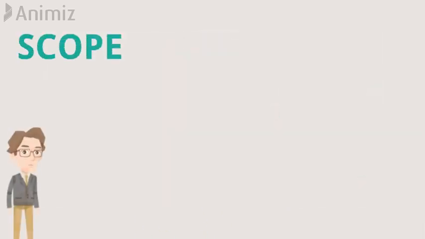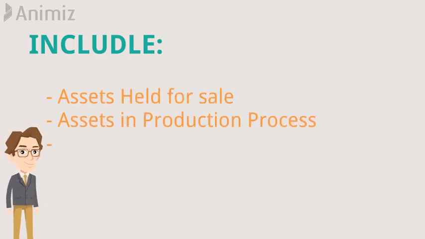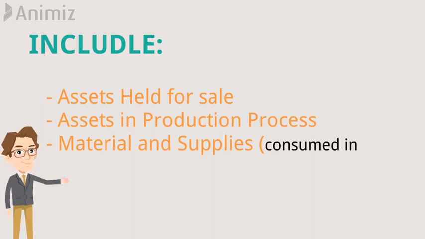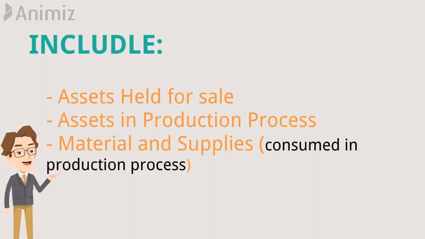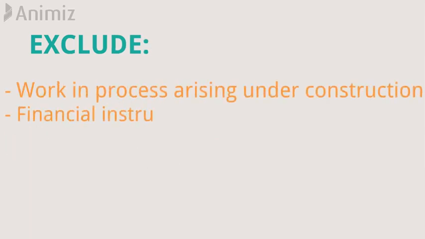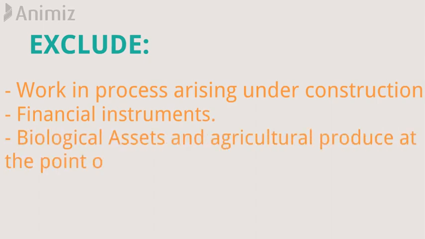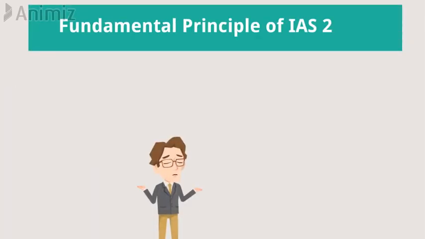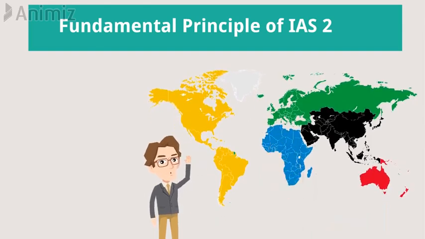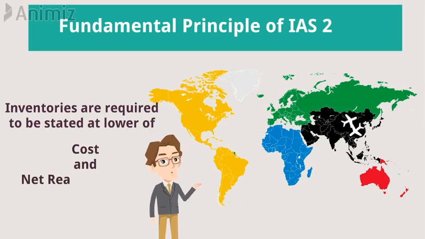Its scope involves assets held for sale, assets in the production process, and materials and supplies consumed in the production process. It excludes work in process arising under construction contracts, financial instruments, biological assets and agricultural produce at the point of harvest. For cost measurement, IAS 2 has a fundamental principle which says that inventories are required to be stated at the lower of cost and net realizable value.